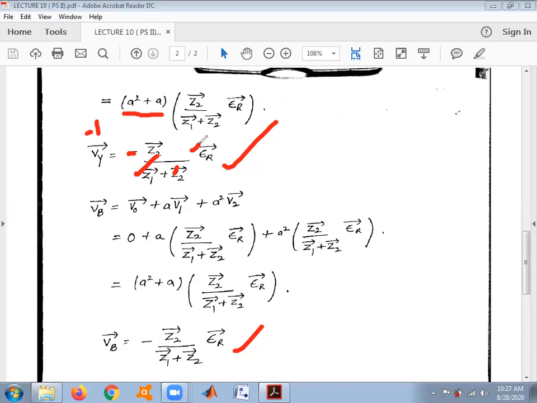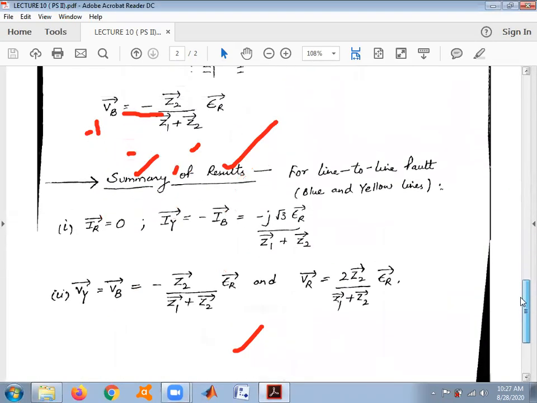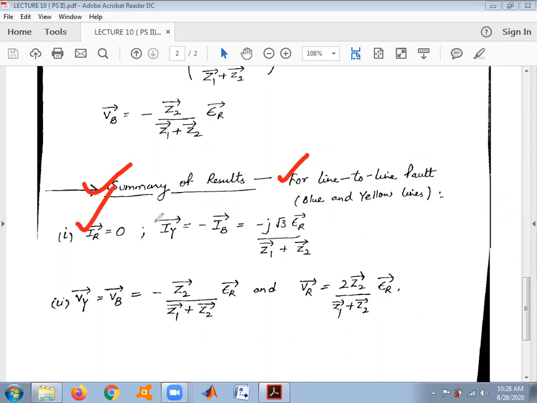So what we had learned, in the end we have to summarize the concepts. These are the summary of results for a line to line fault, blue and yellow phase. The current across the R phase is 0. Current across Y phase equals the negative of current across B phase. This is the conclusion, what we had concluded in these 2 days.